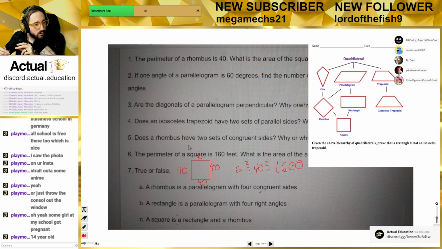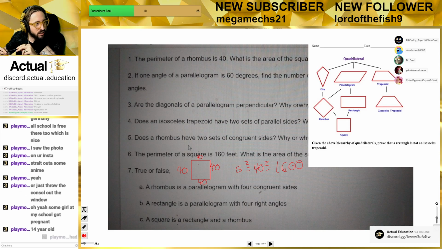Is 17 the age of consent? I think in Texas it is. It's 18 in California.